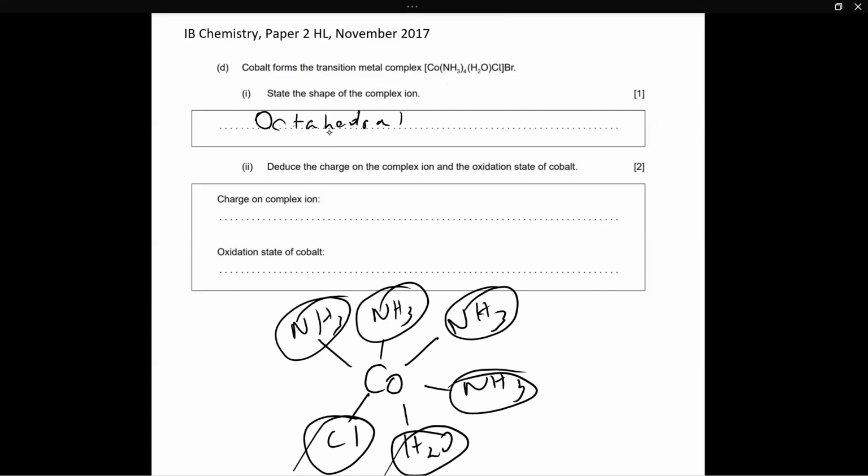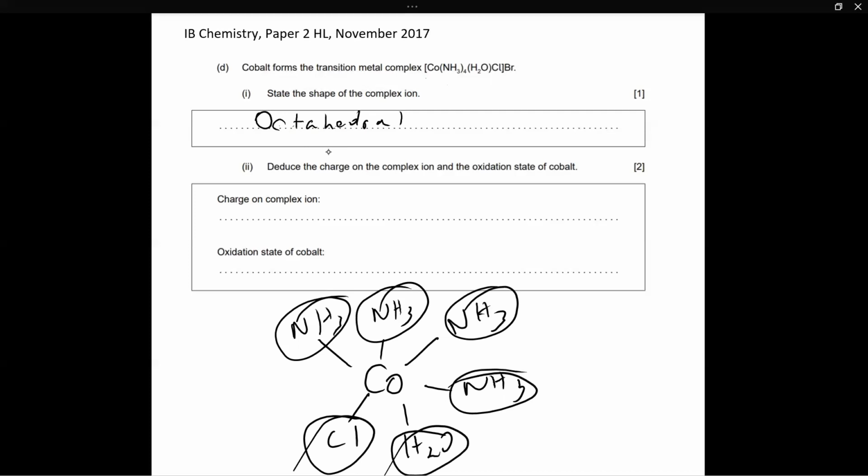Forgive me for my handwriting. So the shape of this is octahedral, and in such cases it is very difficult to really know what the exact shape is, because this is not exactly going to be an octahedral. It depends on a lot of things, because you have molecules attached to cobalt, and there may be some repulsion between these molecules, and that may not result in a shape that is exactly octahedral.